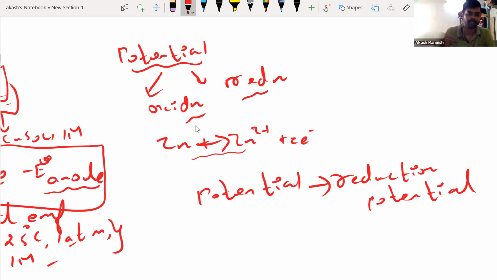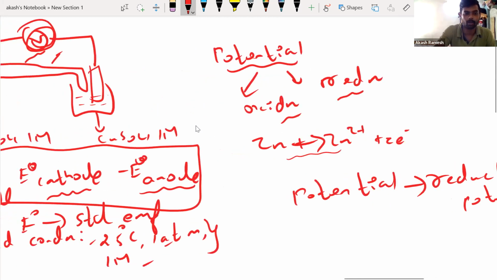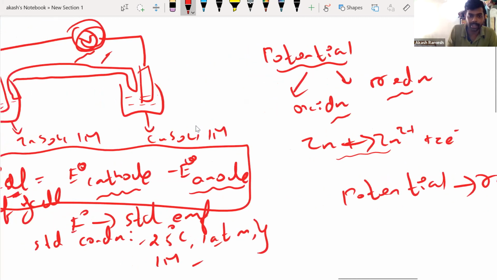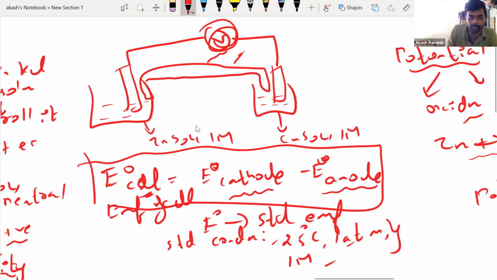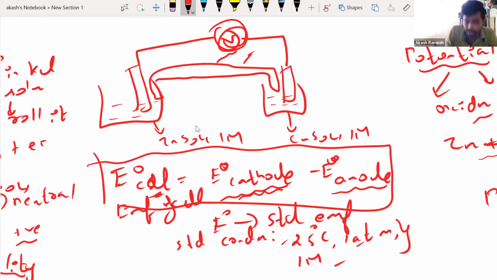Okay, right, fine. Now, look here, I am telling you that I have E0 cathode. That means, when I say potential, I'm talking about the reduction potential. I have to take the reduction potential of the cathode, which in this case is copper. And I'm taking the potential of the anode, and the anode in this case is zinc. Again, I'm going to take the reduction potential of the zinc. That's all I have to know.